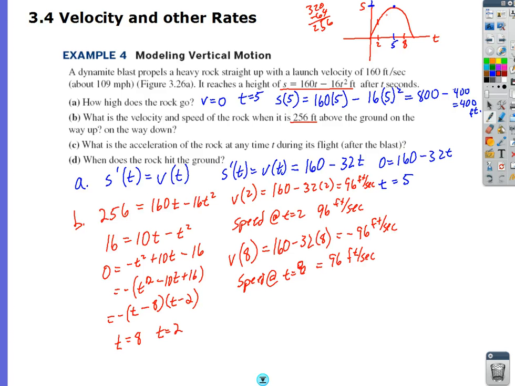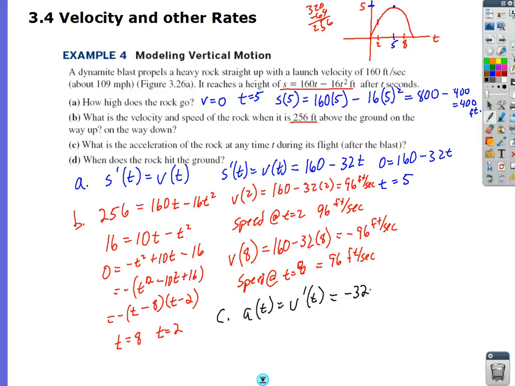All right. Okay. Part C is they want you to say, what is the acceleration of the rocket at any time t during its flight? So you got to remember on this one, acceleration a of t is equal to v prime of t. Which is then equal to, well, v of t was 160 minus 32t. So this one here is a negative 32. Okay, that's what my acceleration is. So my acceleration is constant. My acceleration is telling me that I'm always decelerating at 32 feet per second squared.